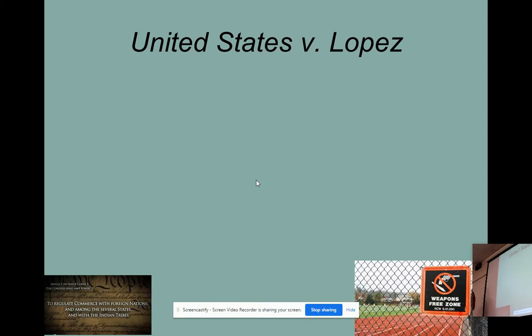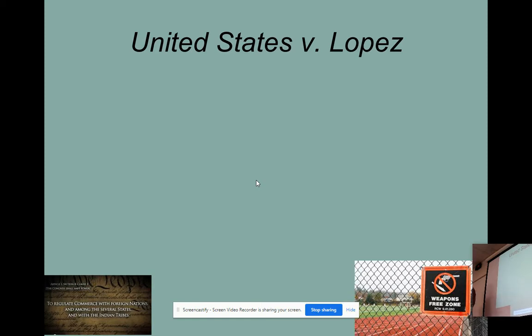Who wants to describe the facts of the case for us? What are the facts? Go ahead. Congress passed the Gun Free School Zones Act to reduce gun violence in schools, and it made it a crime to carry a gun in a school zone. A 12th grader was possessing a gun at a Texas school, and he was convicted, saying Congress didn't have the authority to pass it in the first place.